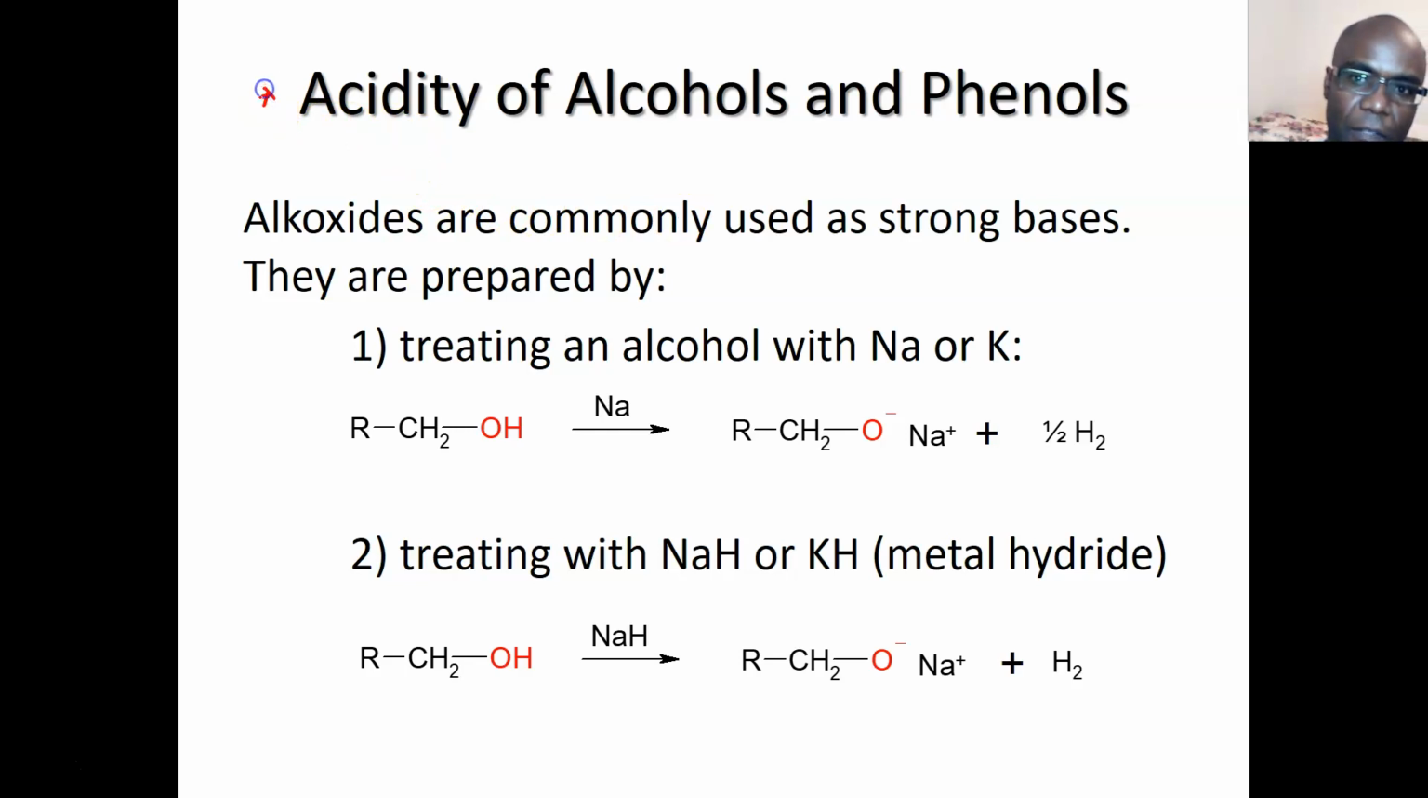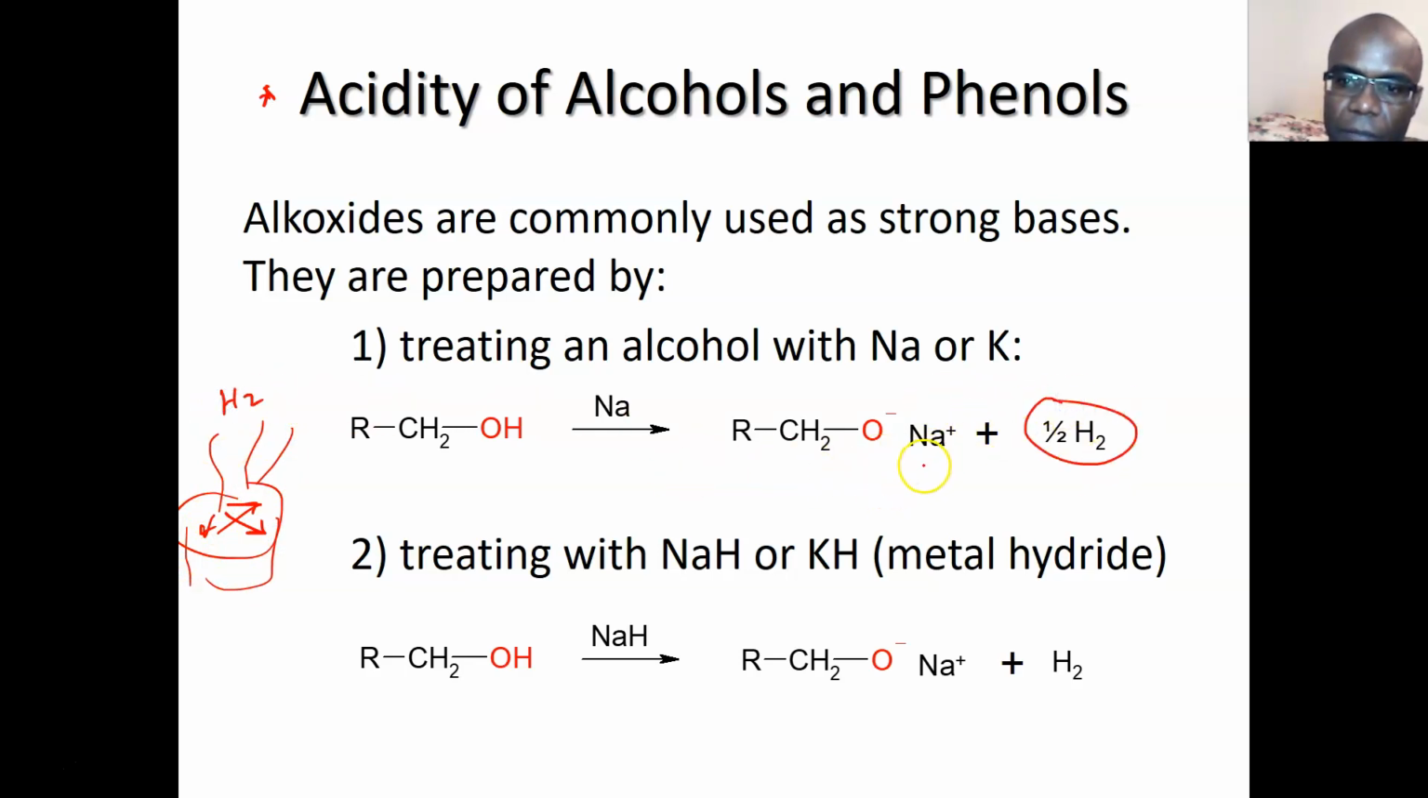Acidity of alcohols and phenols. Once you treat an alcohol with sodium, and this would have been done if we were doing a lab demonstration, I would have brought metallic sodium and say ethanol in a flask and then drop it in there. The sodium will violently react and dart on the surface of the liquid, and there would have been a lot of gas formed, which is hydrogen gas. So that's what's shown here.